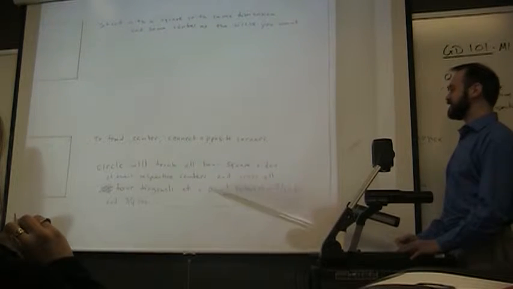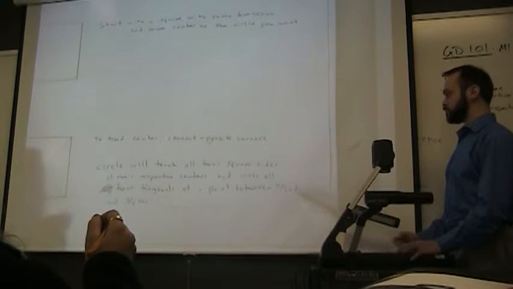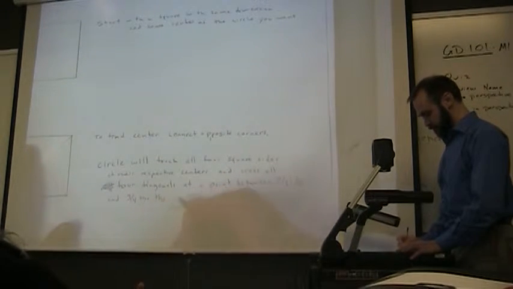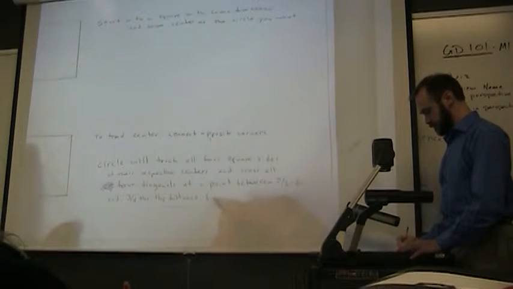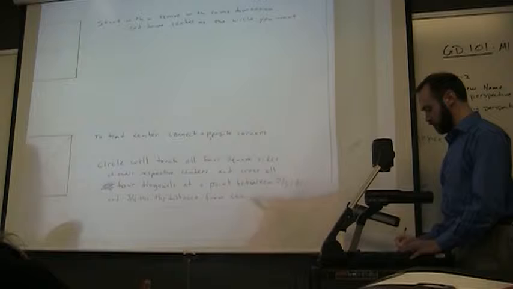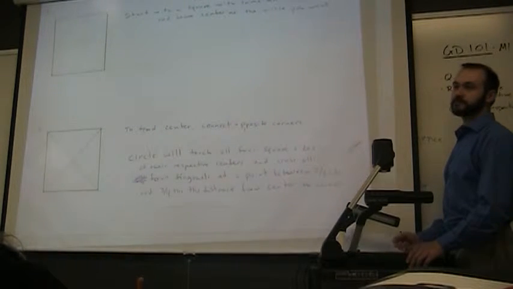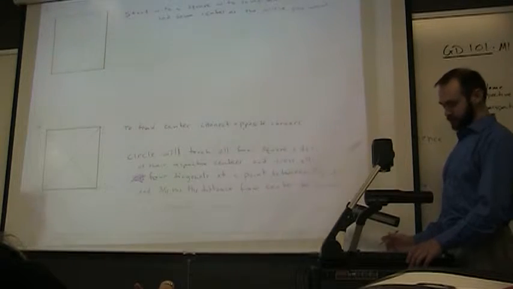Okay. The circle will also cross all four diagonals at a point between 2/3 and 3/4. The distance from center to corner. Oh my God, that's a lot of words. What the hell is that? Here's what it means.